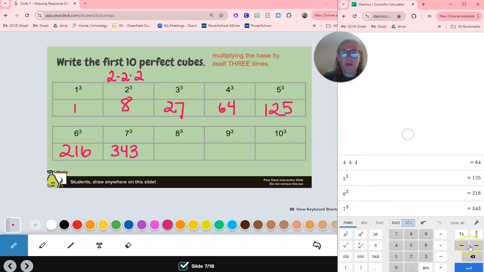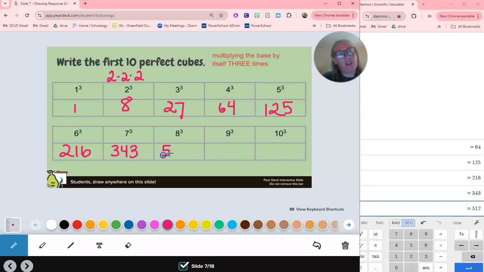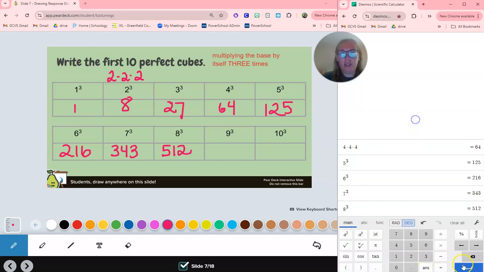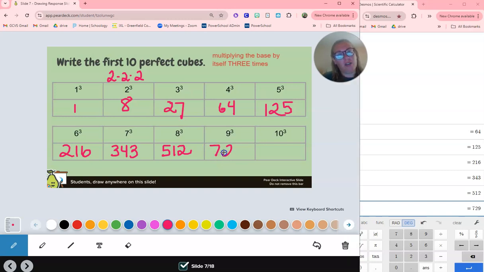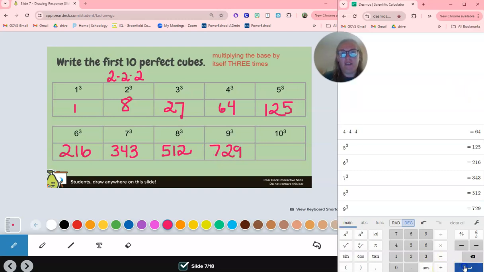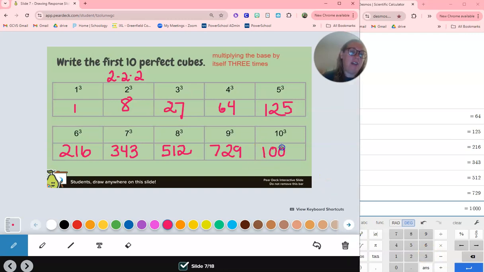7 cubed, 343. 8 cubed is 512. 9 cubed gets us 729. And finally, 10 cubed gets us 1,000. So these are our first 10 perfect cubes. So take your notes, get what you need, and push ahead to slide 8 when you're ready.